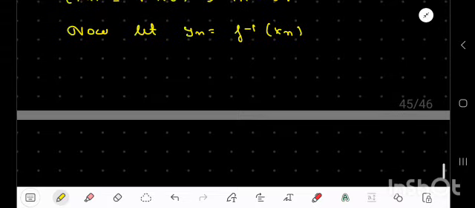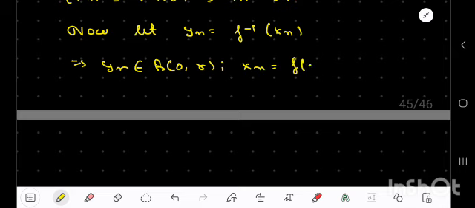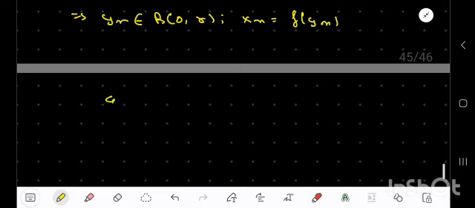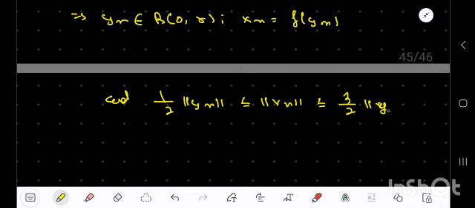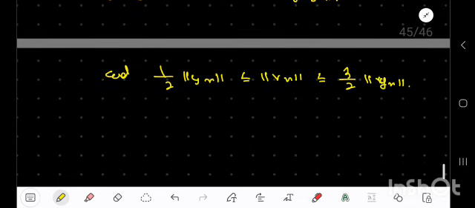Then by the structure of f, y_n must be in B_0(r), and x_n must be f of y_n. Furthermore, from the inequality we had previously, this is less than or equal to the norm of x_n, and this is less than or equal to 3/2 times the norm of y_n. Now x_n goes to 0, right? Therefore y_n should also go to 0. You can think of this as directly the squeeze theorem.